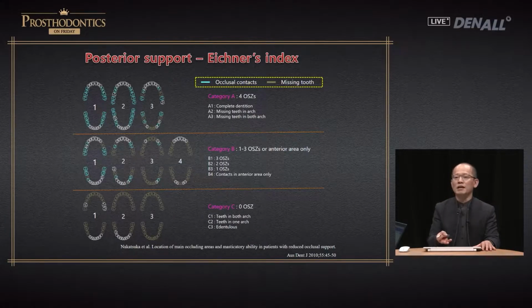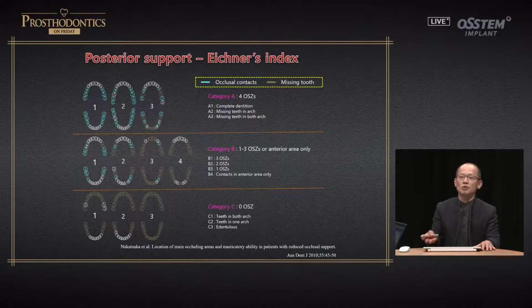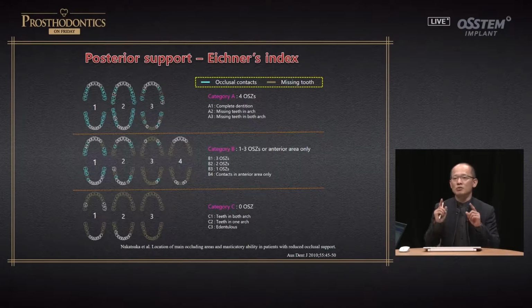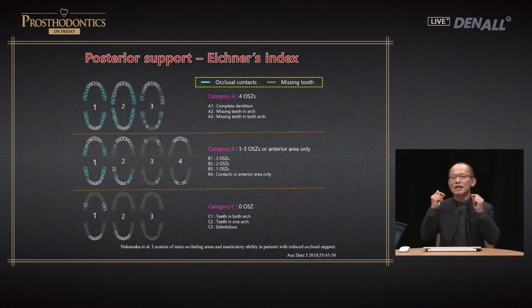Posterior support: now you have these categories, and this is called the Eichner index. I don't know whether I'm pronouncing this correctly, but this is the posterior support index he created. You have the occlusal contact zones, with one pair of premolars on the upper and lower sides, and the molars also in pairs on both sides. So two premolar and two molar zones, if those pairs are opposing, in total four is more favorable for any type of restoration.